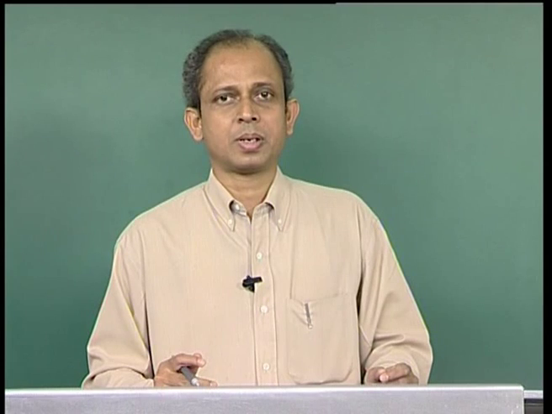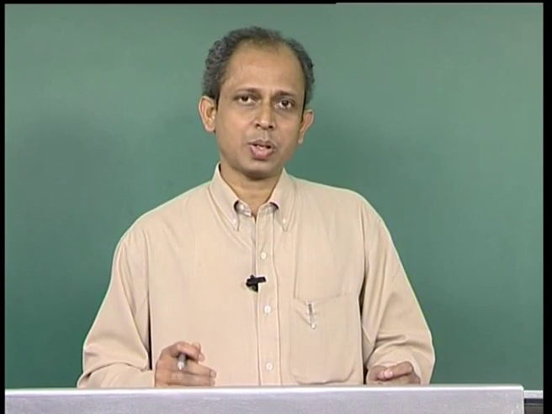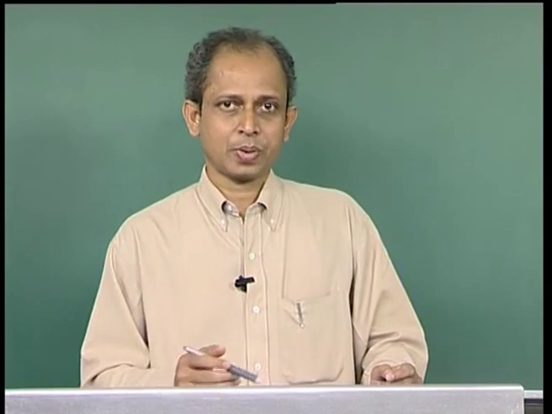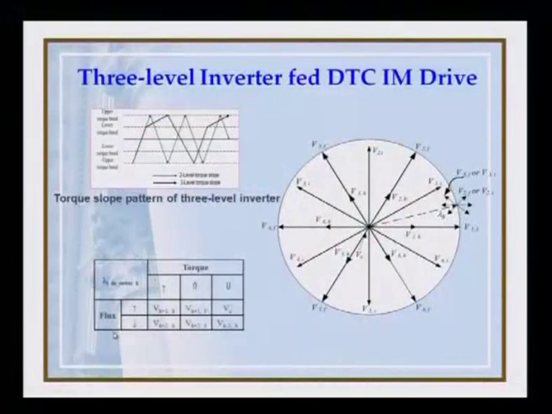Similarly, we can think of a situation where we want to reduce the flux. Now, if the flux is reduced, we want to reduce the flux, but increase the torque. Second situation here. So, we want to reduce the flux, but increase the torque. We will have Vk plus 2h. What is k plus 2? K is 1 here, 1 plus 2 is 3.